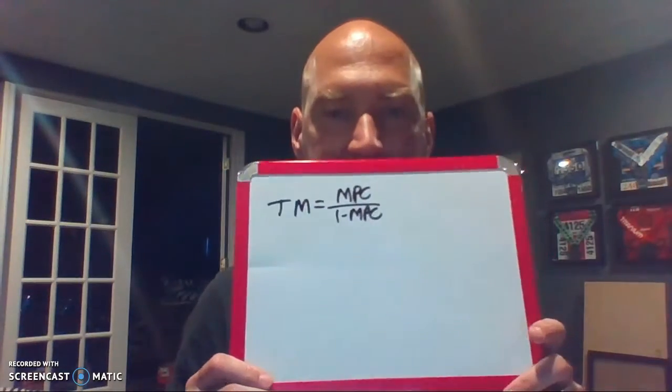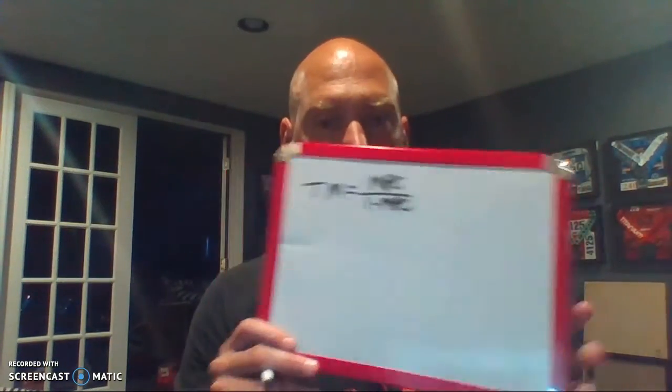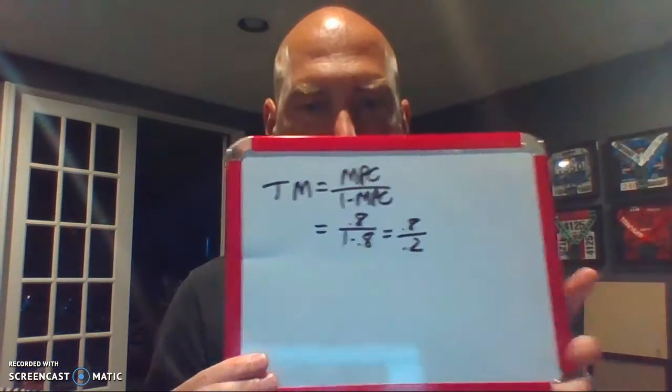Well, first, remember the tax multiplier is different. So you should have this formula written down somewhere. MPC over 1 minus MPC is the tax multiplier. So in this case, 0.8 over 1 minus 0.8, which is 0.8 over 0.2. So the tax multiplier is going to be 4.